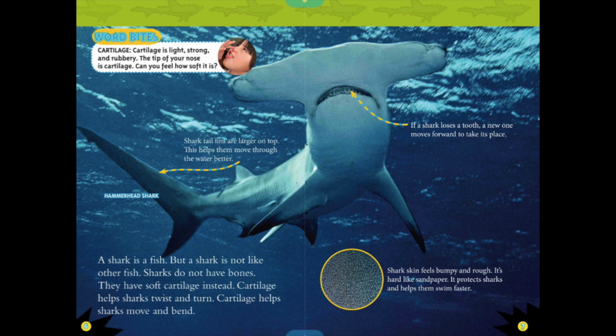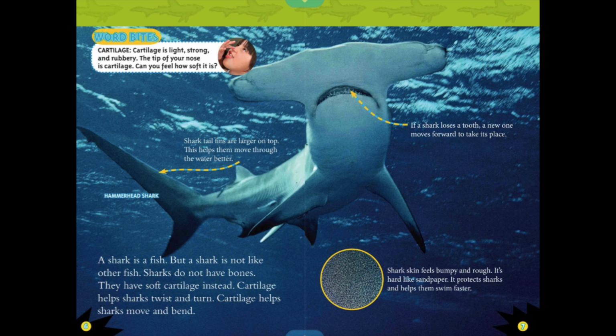Let's try one more. Let's look at the caption now. Up at the top, it says that cartilage is light, strong, and rubbery. The tip of your nose is cartilage. The tip of your human nose is cartilage. Is that a fact? Yes, it is. We can prove this to be true. If we said, the tip of your nose is filled with bones, that would be wrong. The tip of your nose is filled with cartilage. That is a fact. Great job with guided practice, everybody.